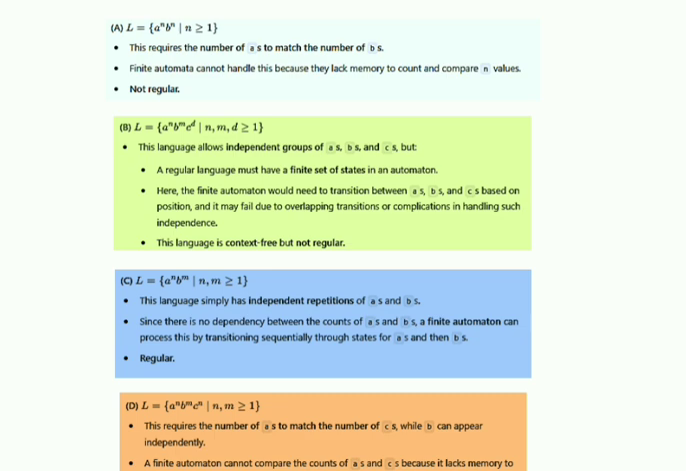Okay, so here we can check. This language has independent repetitions of a's and b's, and there is no dependency between the counts of a's and b's. So n, m greater than or equal to 1. The given language is regular only if it is finite. So option C is regular as well as a context-free language.